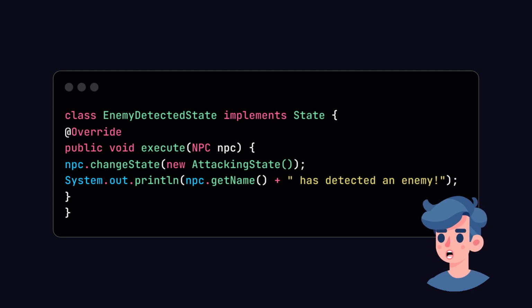Now, let's see how we can make the NPC react to environmental changes, like detecting an enemy. Here, we define an enemy detected state that transitions the NPC state to attacking when it spots an enemy. With this structure, we are enhancing the intelligence of our NPCs and making our games more engaging.